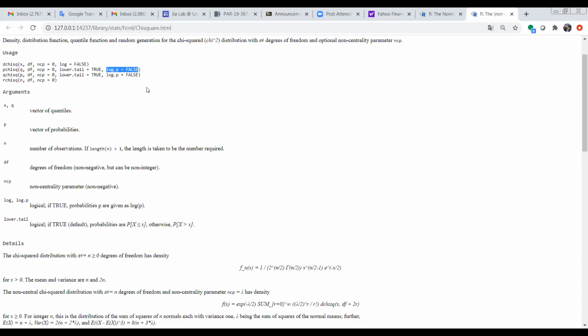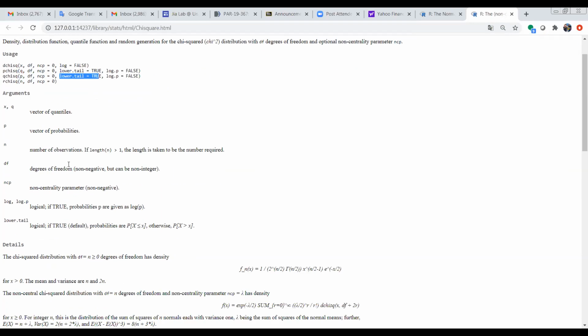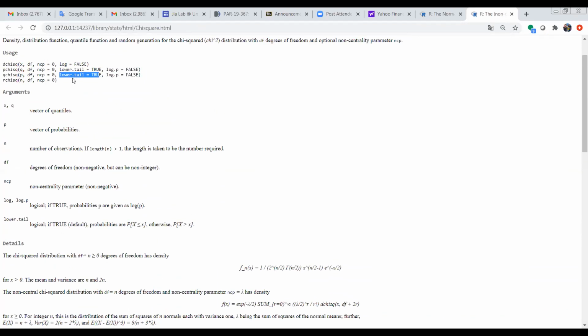The only part I want to specify is here, lower.tail, whether lower.tail is true or not. The default setting is, if you do not tell R anything about whether it is the lower or upper tail, it will by default take lower.tail as true, to calculate from the lower tail to the cutoff. So you remember this.